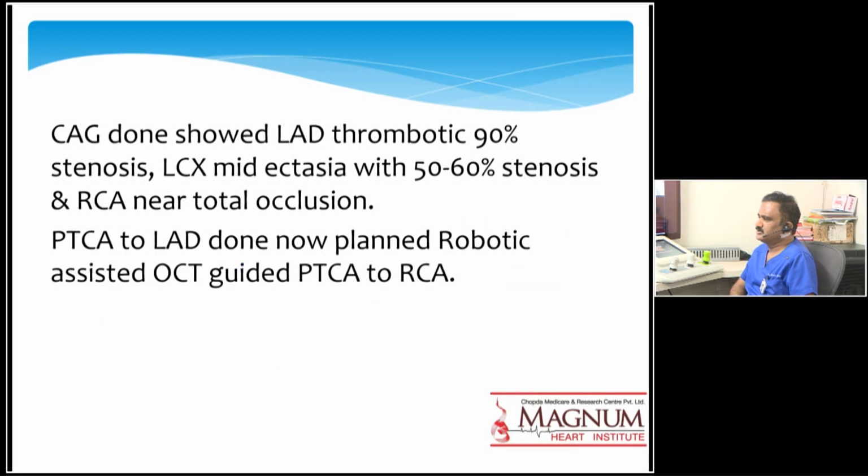Next slide, please. LAD was a thrombotic 90% stenosis, LCX mid ectasia with 50 to 60% stenosis, and RCA is near total occlusion. If you look at the RCA, it's a tapered end at the occlusion. There is a retrograde filling from the LAD collaterals. That segment of occlusion appears to be more than 20 millimeter. There is some calcium seen on the angiogram, and if we look at the angle, it's more than 45 degrees. So this RCA looks like a CTO with an intermediate to difficult type.